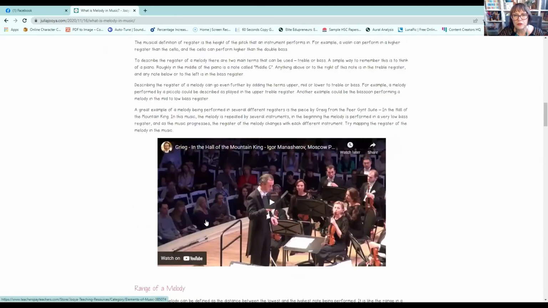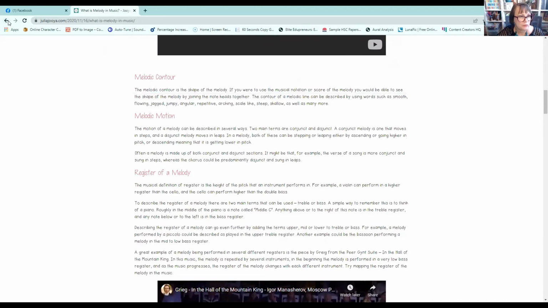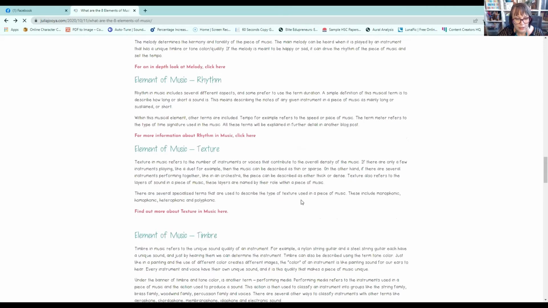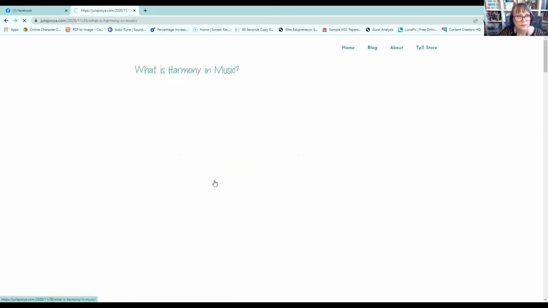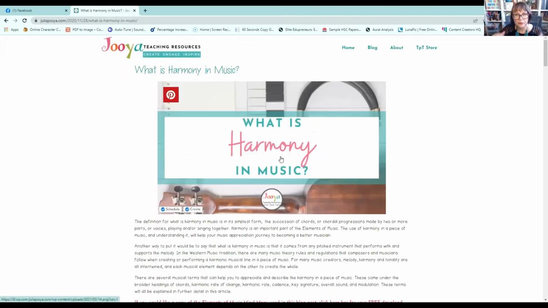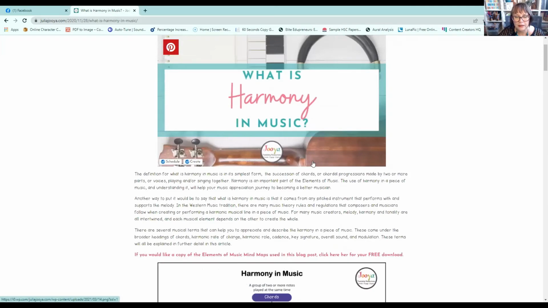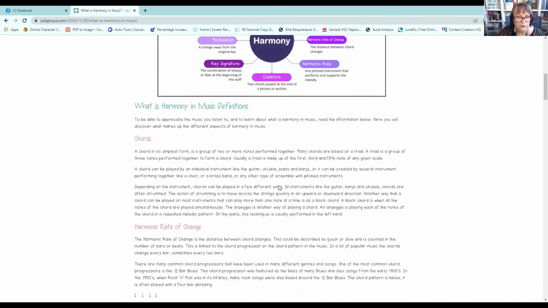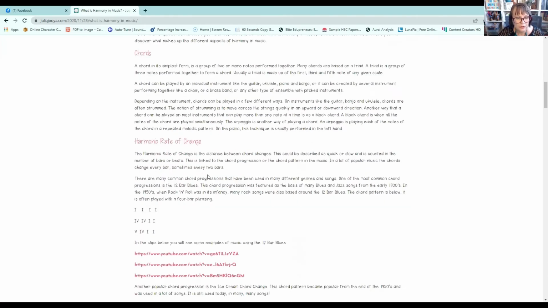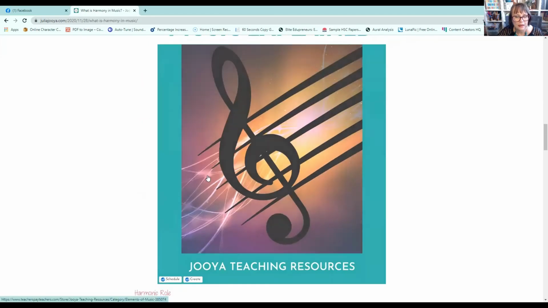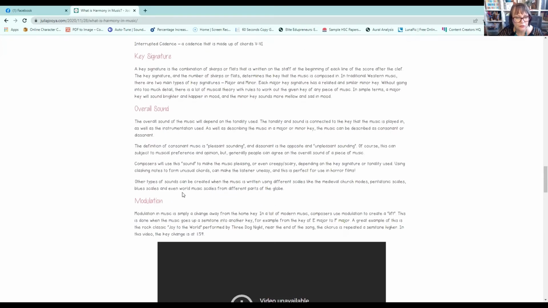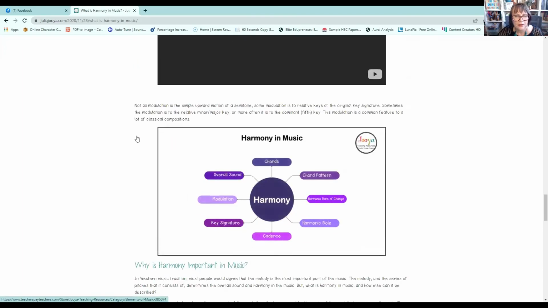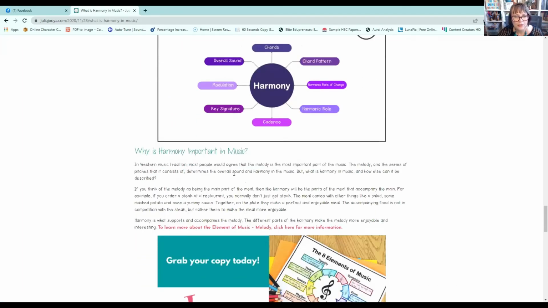And then if you want to talk about harmony, go and have a look at the harmony page. So let's have a look there. So if we go to harmony, oh, it must be up higher because I did go in alphabetical. And harmony, now this is really broken down quite extensively here, but again, we're talking about chords, harmonic rate of change, the harmonic role, cadences, key signatures, overall sound, modulation. Don't you hate it when videos don't do that? And why is harmony important in music?